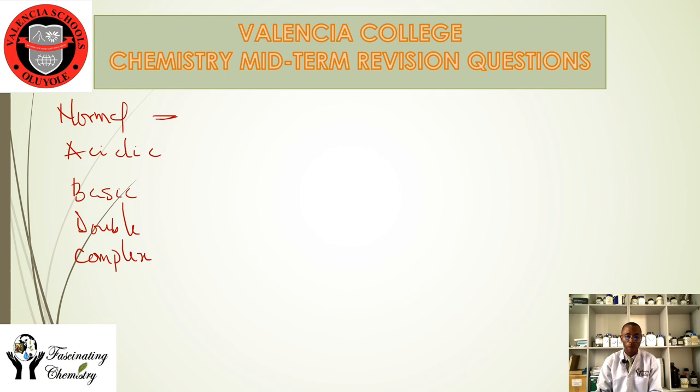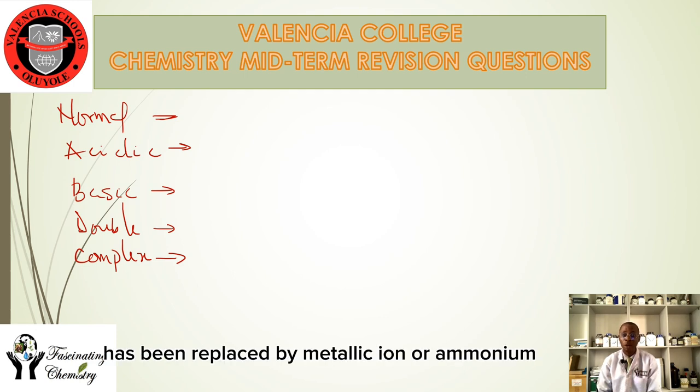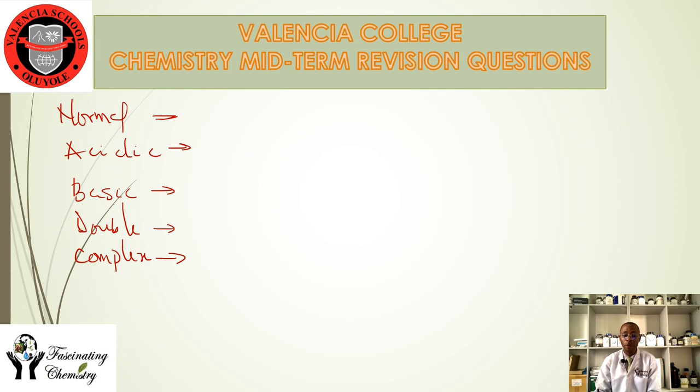Okay, now when do we have a normal salt? We have a normal salt when all the replaceable hydrogen in that acid has been replaced by a metallic ion or ammonium ion. Take for instance, you have sodium chloride, you have magnesium nitrate, you have potassium sulfate. Okay, there will be no trace of hydrogen or OH in the salt.